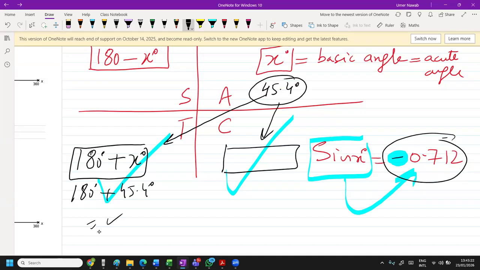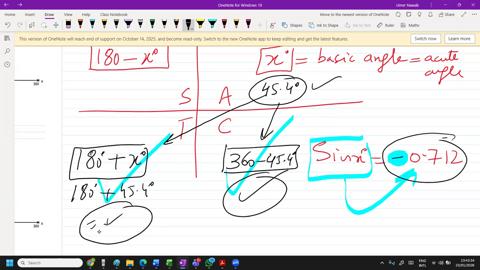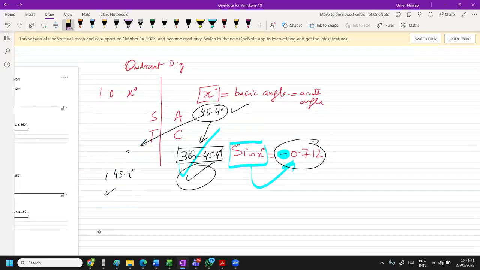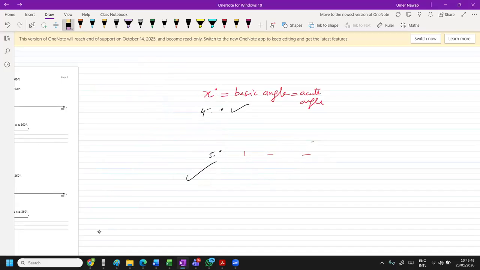Now, how can I make use of the reference angle? The formula for the fourth quadrant is 360 minus 45.4. And then I get my two answers, the third quadrant and the fourth quadrant answer. This will give me the final answer. I know so far you understood maybe 20-30% because I didn't start solving full questions.